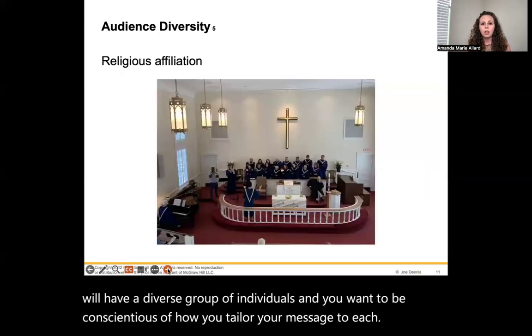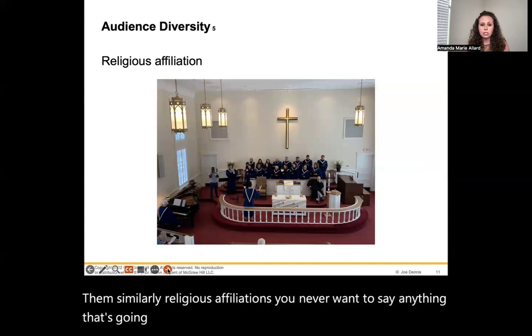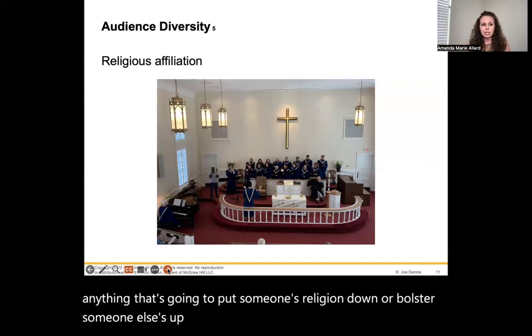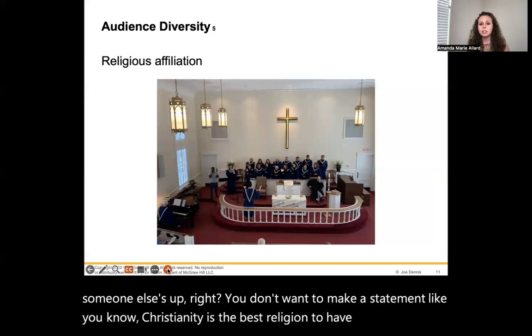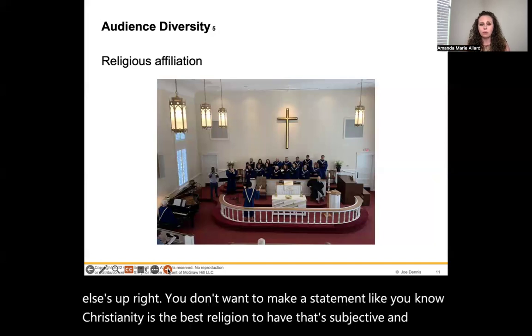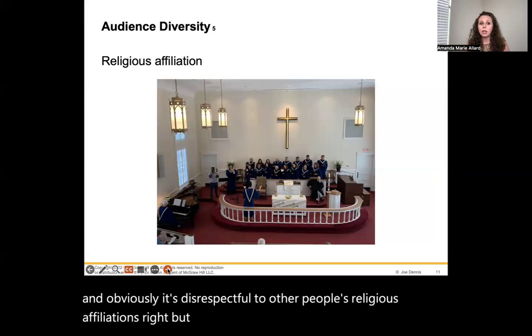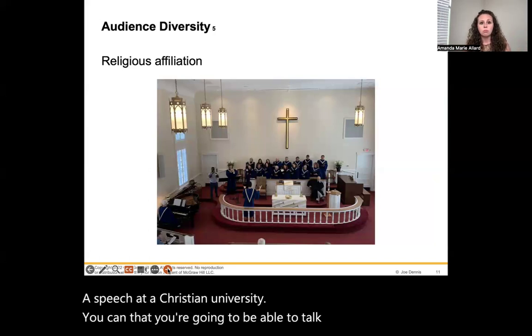Similarly, religious affiliations, you never want to say anything that's going to put someone's religion down or bolster someone else's up, right? You don't want to make a statement like, you know, Christianity is the best religion to have. That's subjective. And obviously it's disrespectful to other people's religious affiliations, right? But if you are giving a speech at a Christian university, you know that you're going to be able to talk about that faith in a very comfortable setting.